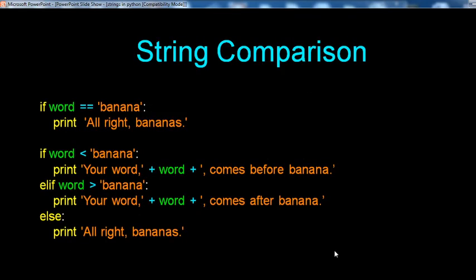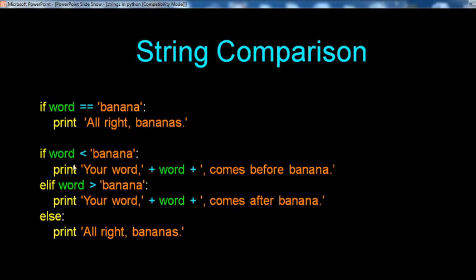Then string comparison. How to use string comparison in Python? If word equals banana, print "All right, bananas." Second, if word is less than banana, print your word plus "word comes before bananas." And if word is greater than banana, print your word plus "word comes after bananas." Else, "All right, banana." That means a simple condition.